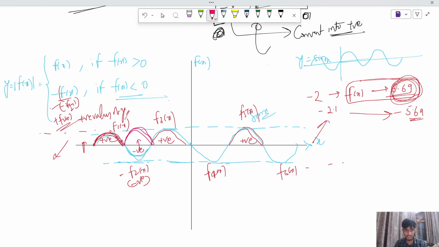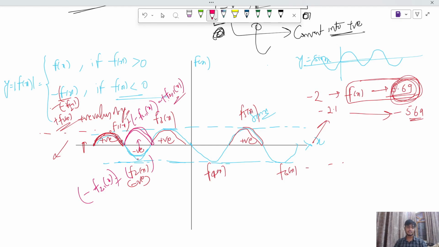So let's call this minus f2 of x, and it will become plus f2 of x. If it's confusing, I'll make it even easier. Let's call this f2 of x equals minus f2,1 of x. f2,1 is a positive value and it's minus, so when you shift it, minus f2,1 of x becomes plus f2,1 of x.